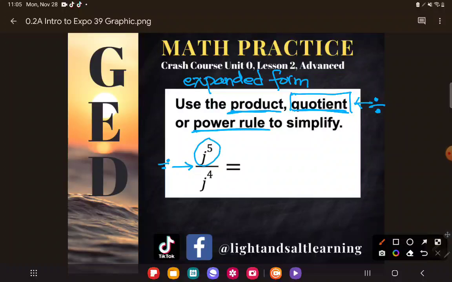I can expand J to the fifth power. I know that there's a way to write that as repeated multiplication. J to the fifth power means the same as the number J multiplying by itself 5 times. So J times J times J times J times J. 5 J's multiplying. Okay, now same thing with J to the fourth power. I could rewrite that in the expanded form. J times J times J times J. And then I don't have to know too much about algebra in order to simplify this.